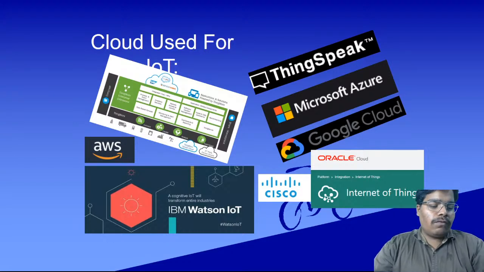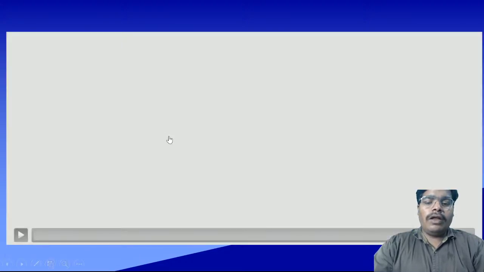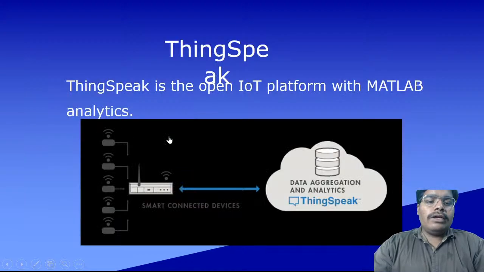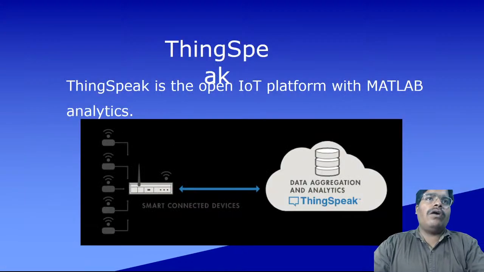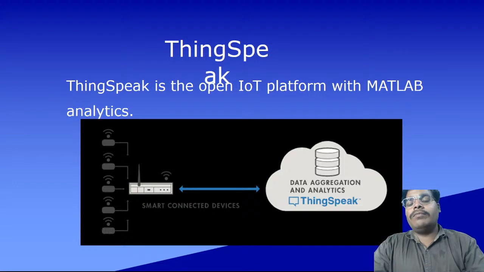These are the various types of clouds that are available. So how is the data collected? The data is collected from different sensors and different objects, and it is transferred to the main server. This main server is connected inbuilt with the ThingSpeak cloud.